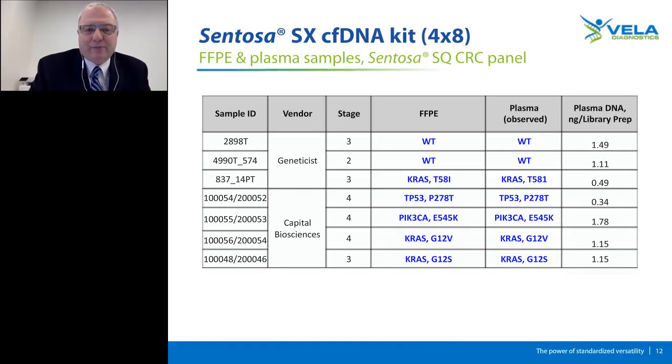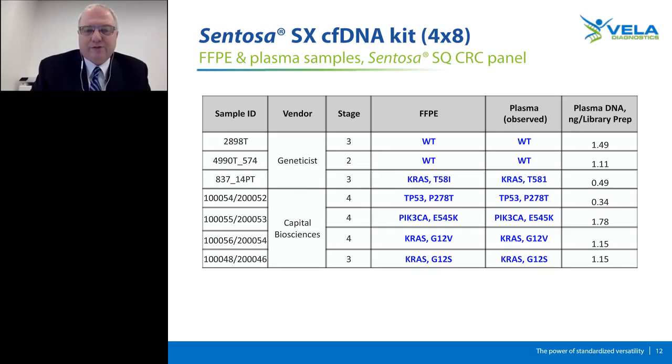So after building some contrived samples, we actually obtained some matched plasma and FFPE material from 2 commercial vendors, Geneticist and Capital Biosciences, with various known stages of cancer being present. Okay, so in the first set of samples, we're looking at the detection of wild type, and we detected wild type down to a level of approximately 1.49 and 1.11 nanograms per library prep. So a very low input amount of material detecting wild type.